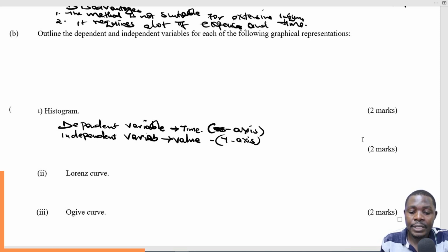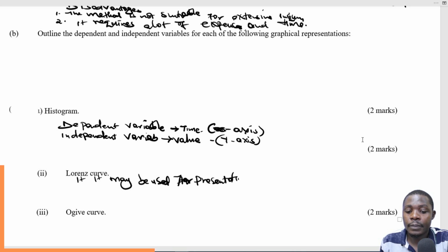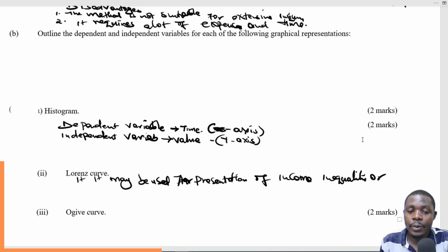Then the Lorenz curve, it may be used for presentation of what we call income inequality, or wealth inequality.